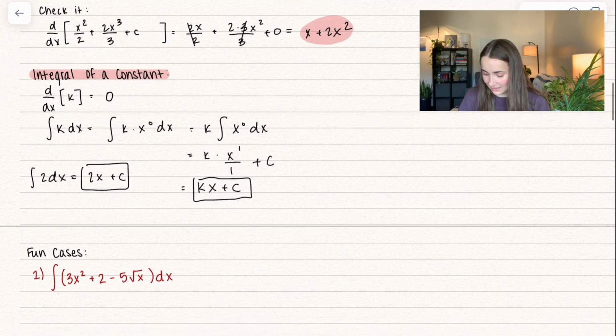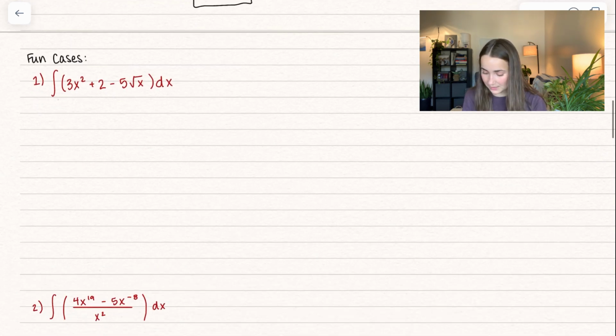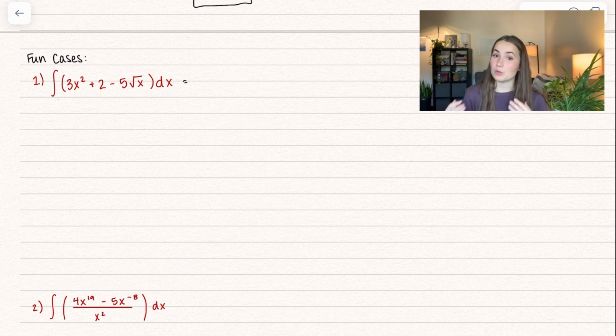So let's go ahead and see some fun examples. Here we want to take this entire antiderivative, and I'm going to show all the steps. You do not need to show all the steps. I just want to work through them.